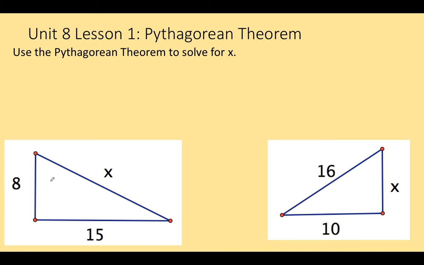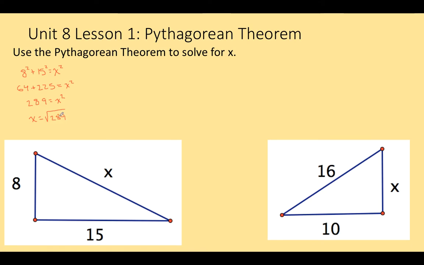Here we've got 8 and 15 as legs, x is the hypotenuse, so real simply we'll just say 8 squared plus 15 squared is equal to x squared. Make sure you always have the hypotenuse alone by itself there. At this point we say, all right, we got 64, 15 squared is 225, equals x squared. 64 plus 225 is 289 equals x squared. So x is going to be equal to the square root of 289.